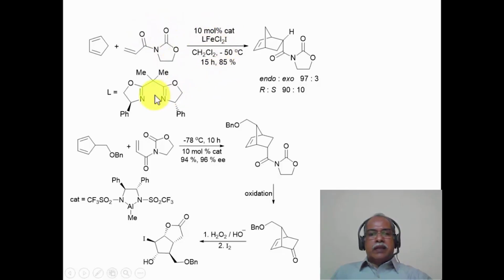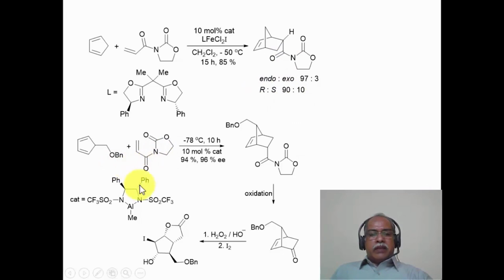And it's a Lewis acid catalyzed asymmetric Diels Alder reaction where the Lewis acidic nature of the iron and the chiral nature of this particular ligand makes the entire Lewis acid a chiral Lewis acid, and catalysis by a chiral Lewis acid gives exclusively one enantiomer. In this particular case, the R isomer is formed in about 90% yield.